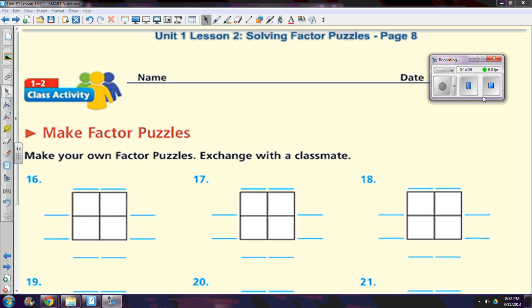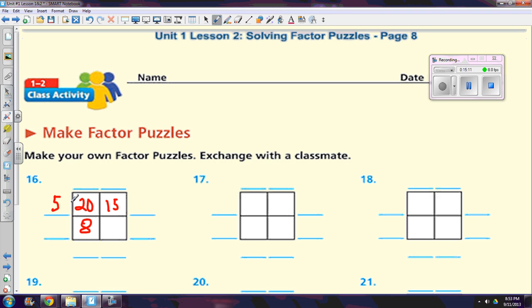So I'm going to go with 20 and 15, and 8. 20 and 15, what do they have in common? 1 times 20, 2 times 10, 4 times 5. 15, we have 1 times 15 and 3 times 5. So hopefully you would say they have a 5 in common.